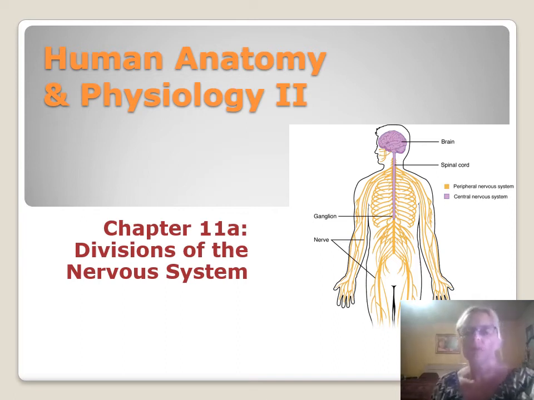So in chapter 11, we're going to look at the meninges, the composition and function of cerebral spinal fluid. We're going to look at reflexes and what we call a reflex arc. We're going to look at major parts of the brain, what their functions are, the limbic system, peripheral nervous system, cranial nerves and their functions, sympathetic versus parasympathetic.